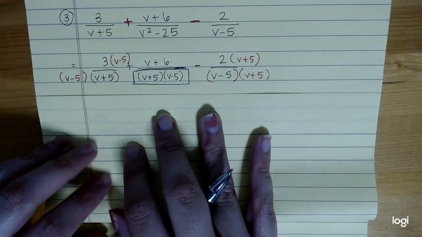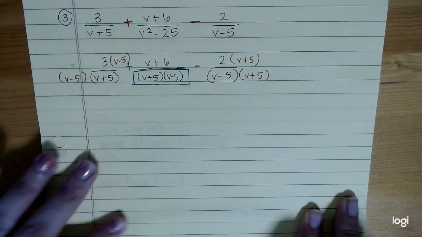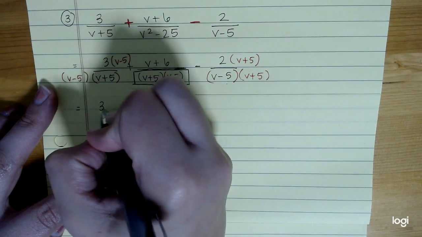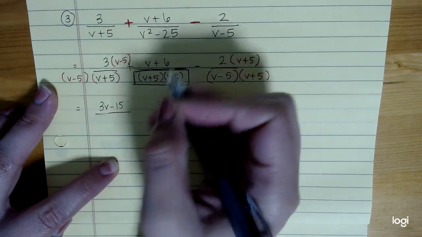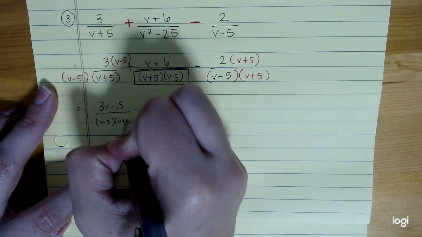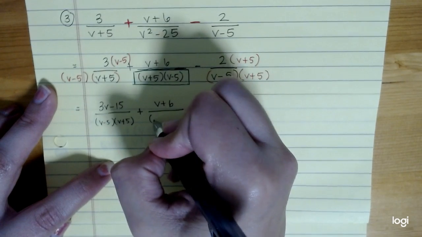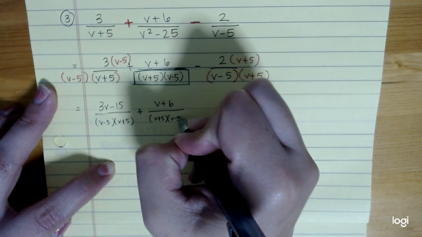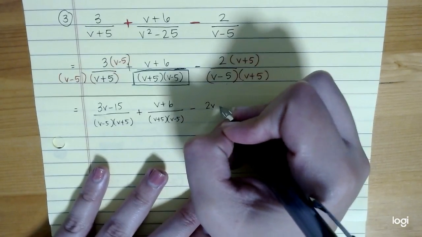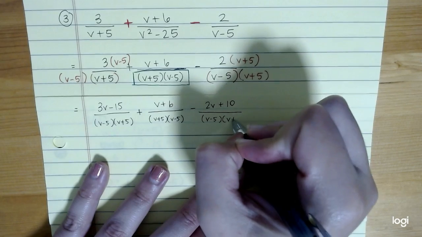Okay, so we've got our LCD. Now all of these have the same denominator. So I'm going to go ahead and clean it up a little bit. That's going to be 3v minus 15, and then I'm going to leave this v minus 5 times v plus 5, plus that middle rational expression did not change at all. And then our last rational expression, its equivalent form is 2v plus 10 over v minus 5 times v plus 5.